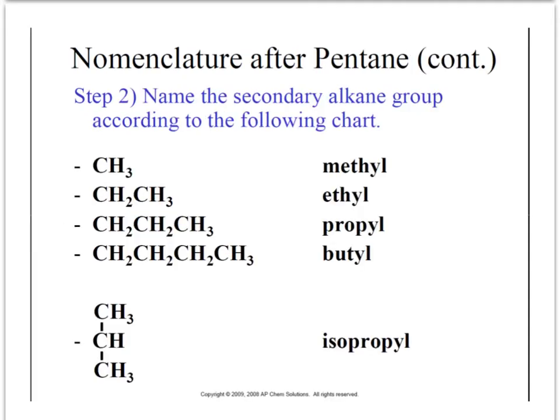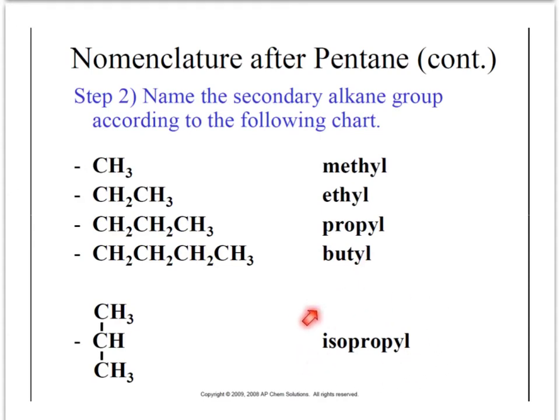Those little branchy groups, like we saw in that octane back there, we give them a name based upon how many carbons they have. So if it has 1 carbon, that's meth, and the branched off group would be methyl. The YL just means that it's a secondary alkane group. So it's not the full long chain backbone group. Instead, it's a branching off group. So CH3, methyl, C2 would be ethyl, C3 would be propyl, and C4 would be butyl.